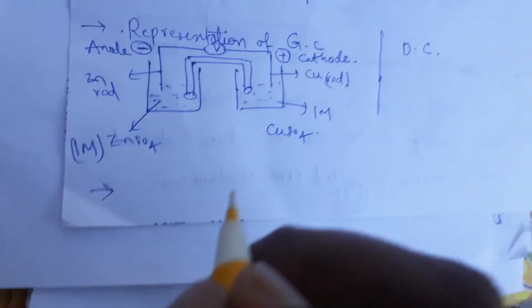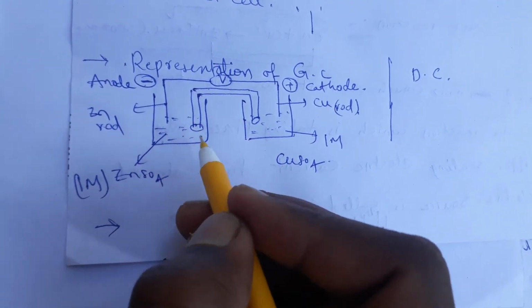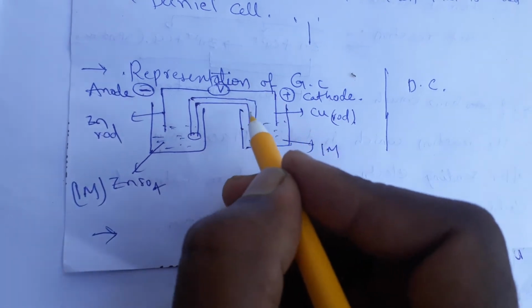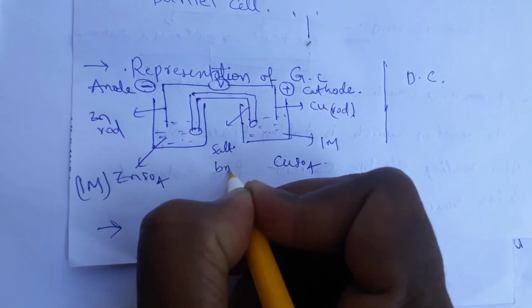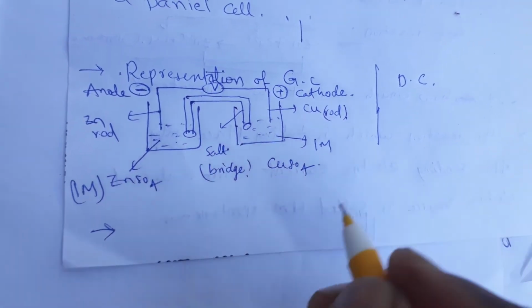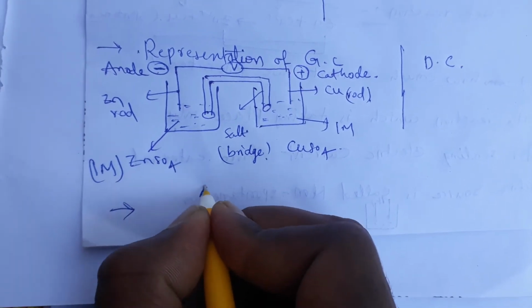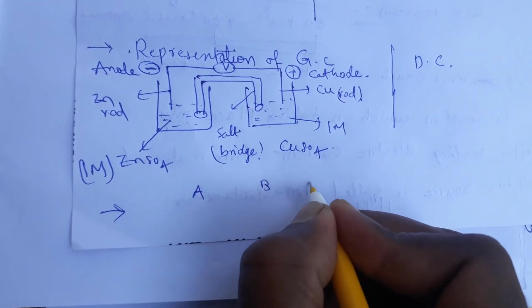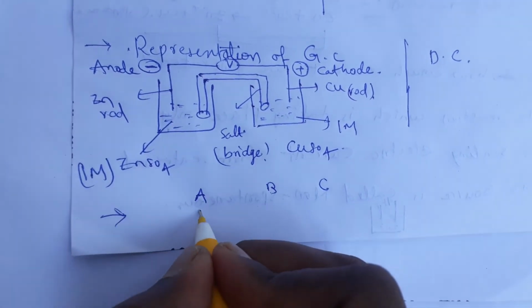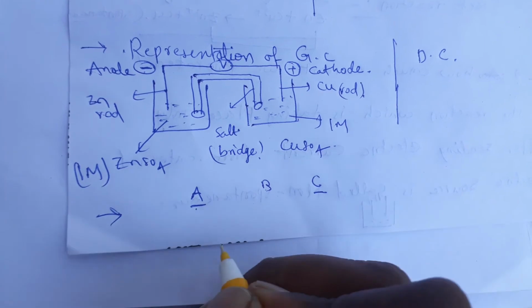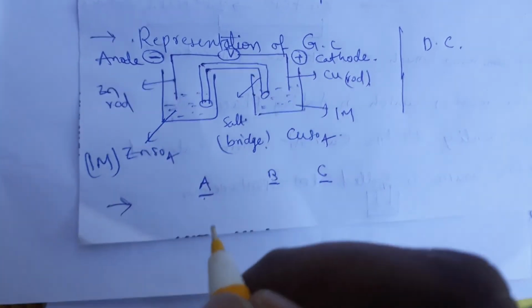So how can I represent this cell? Every time we cannot draw the two beakers and the salt bridge and everything. So I need to represent it with symbols. First, on the left side, A, B and C. This is the concept we can use. A means the anode part we write, C means the cathode part we write, and B is the bridge. Which bridge is it? The salt bridge.